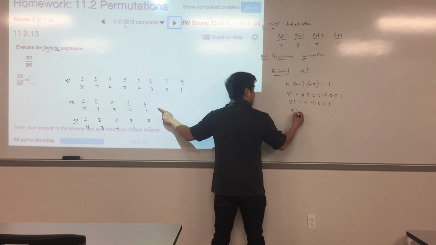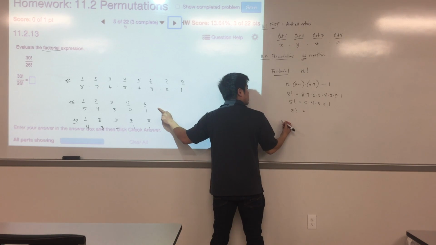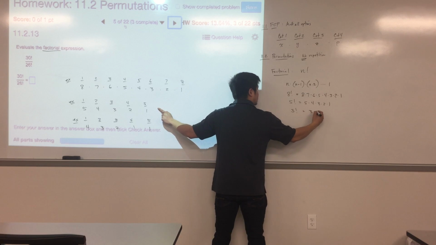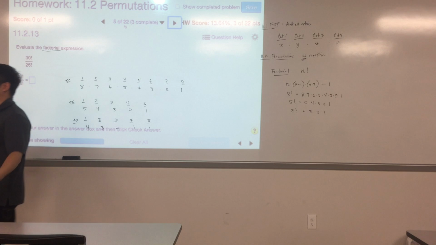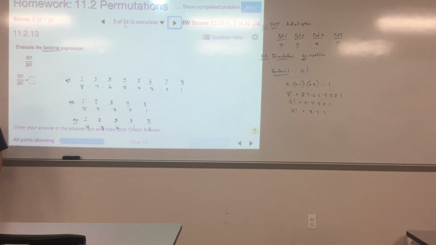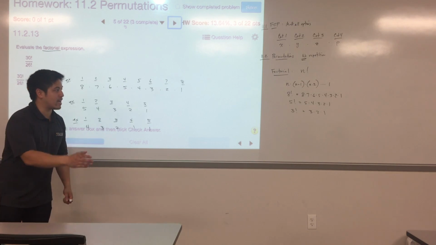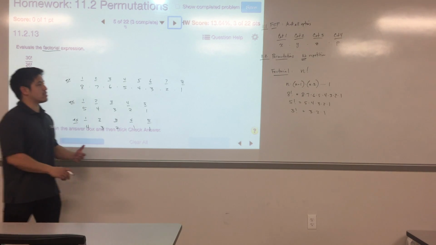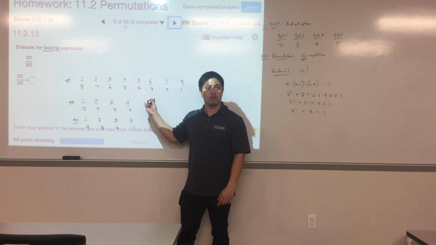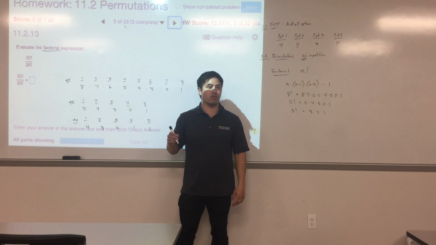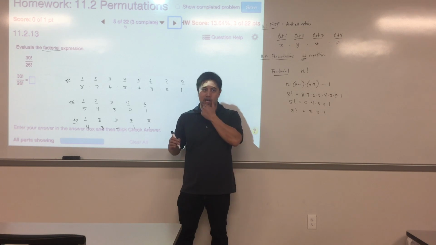What would 3 factorial be? 3 times 2 times 1. If I had 1 million factorial, it would be 1 million times 999,999 times 999,998. What is a factorial? Essentially it's a shorthand for doing this. And there's a button on your calculator that does it for you. And we're going to learn that right now.